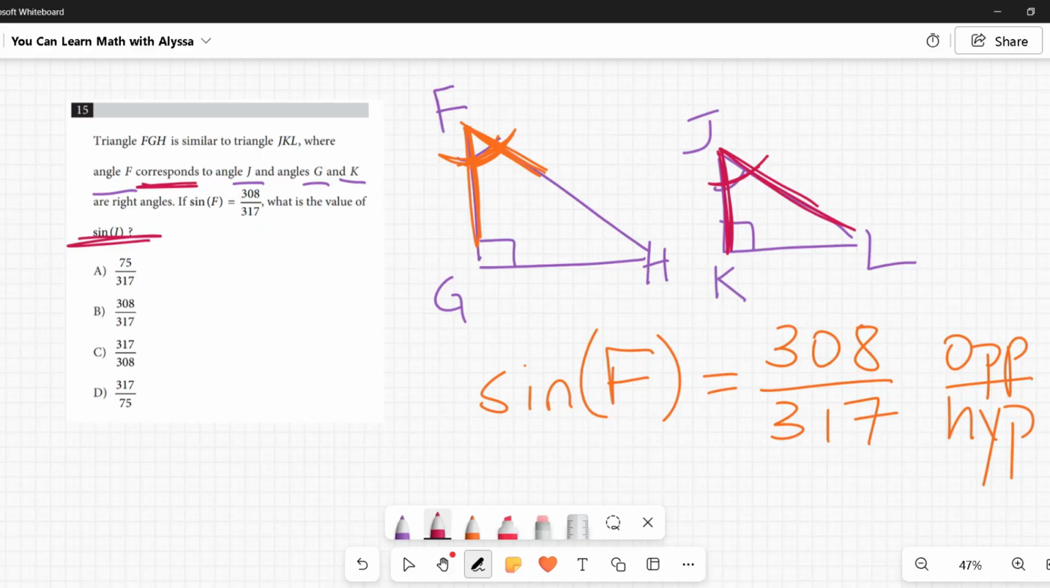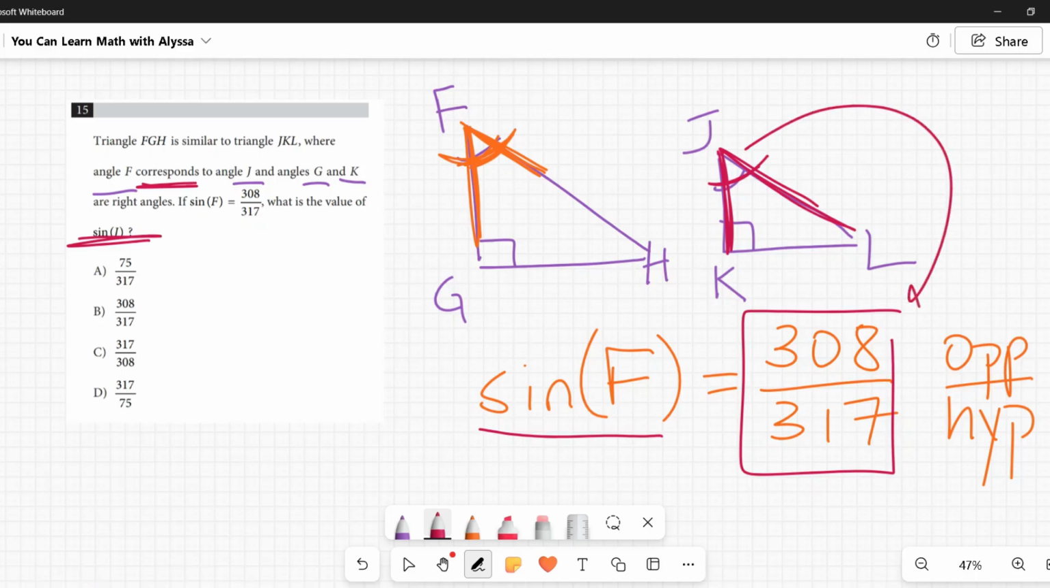They're the same. So since the sine of F is this proportion, this fraction, the sine of J is also that proportion. If the measures of the angles, and they're both in a right triangle, if the measures of those angles are identical, and they are, then the sines of those angles will also be identical. The cosines of those angles will be identical. The tangents of those angles will be identical. So, sine of F is 308 over 317. The sine of J is also 308 over 317.